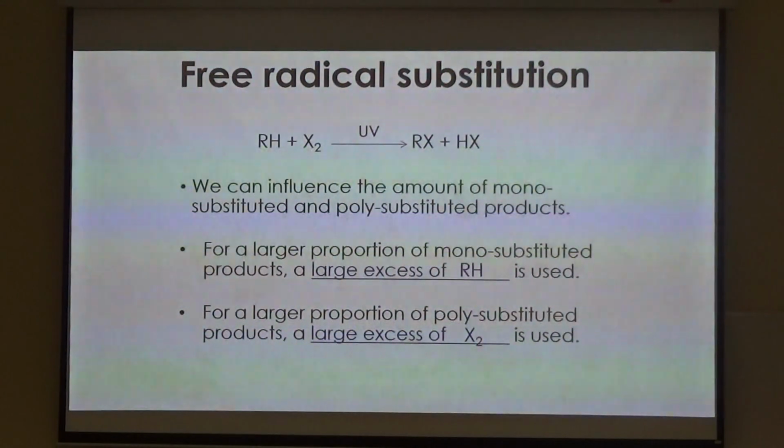Okay, so this is how you can work it out. If I have more X2, limited RH, I will have poly substituted products. Okay, this is the big idea. Later we will go into the mechanisms.